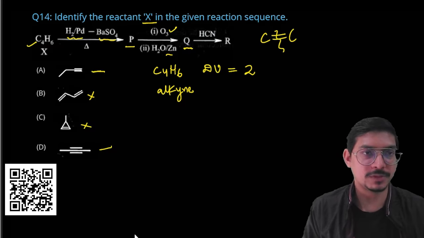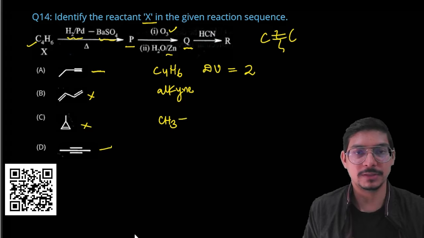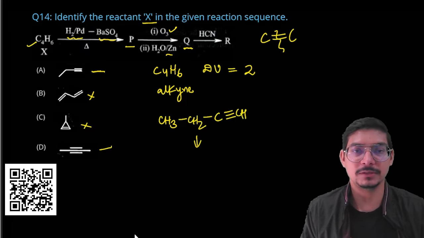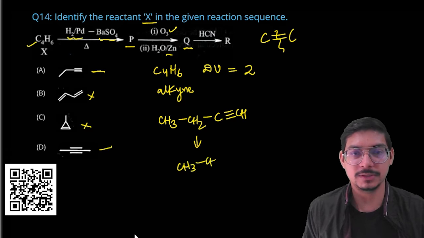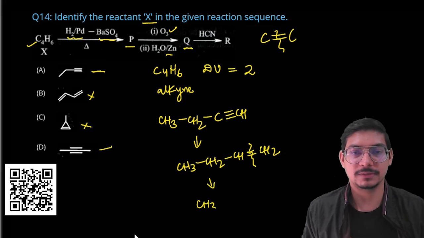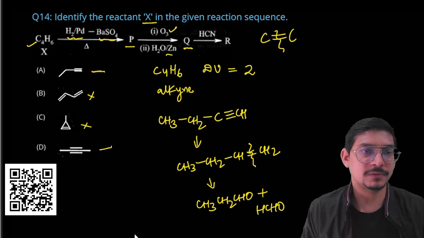So if we take option A, which is butyne, CH3CH2C triple bond CH, upon catalytic hydrogenation in presence of barium sulfate, this would yield us CH3CH2CH double bond CH2. But upon reductive ozonolysis, we will not get one product, we will get 2 products. One product would be CH3CH2CHO and another product would be formaldehyde. Now that leaves us with option D.